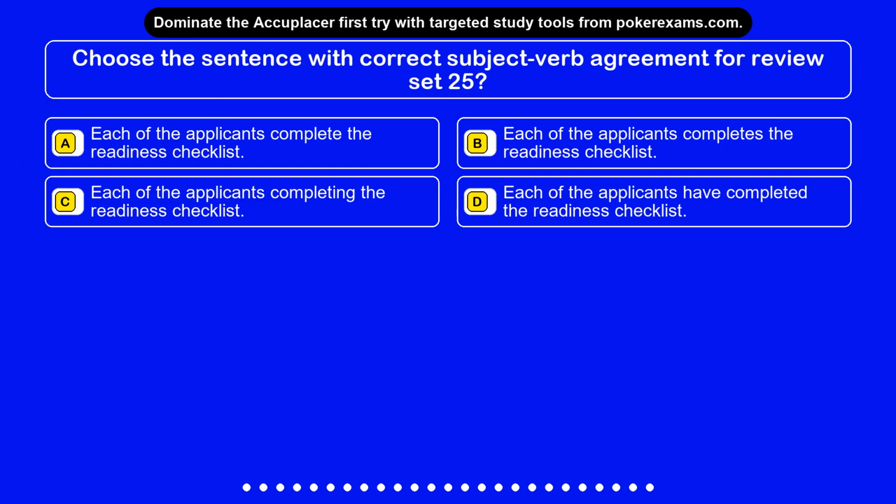Question 18. Choose the sentence with correct subject-verb agreement for review set 25. Option A. Each of the applicants complete the readiness checklist. Option B. Each of the applicants completes the readiness checklist. Option C. Each of the applicants completing the readiness checklist. Option D. Each of the applicants have completed the readiness checklist.